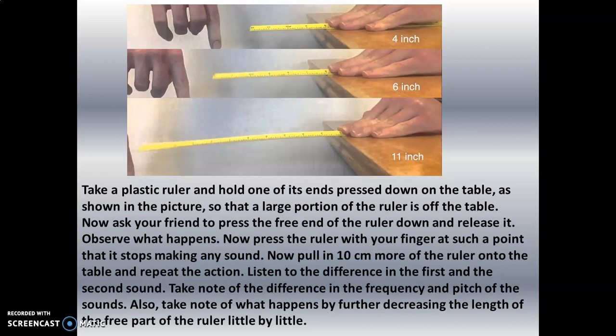Also take note of what happens by further decreasing the length of the free part of the ruler little by little. Okay, so I will just keep on. Now in this case the sound will be more. Then I am taking the ruler inside. At one point, when very little part is there, sound will be there, but I will not be able to hear that.